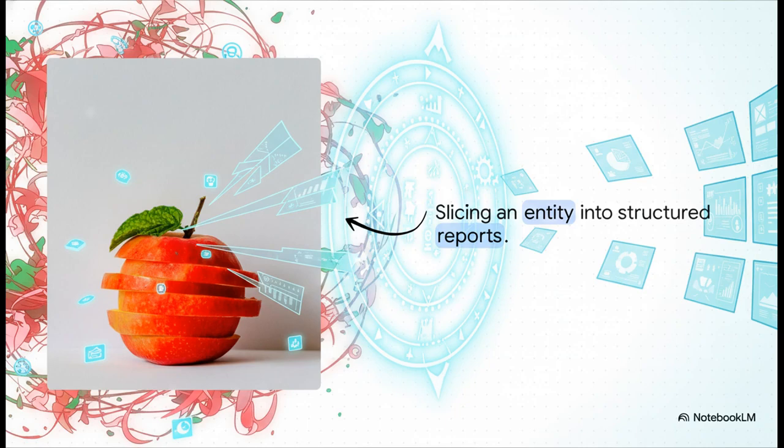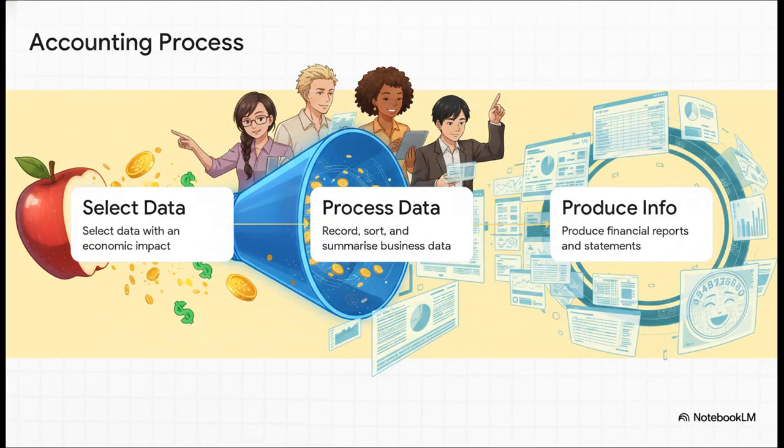Picture a business like a giant raw apple. It's complex, it's organic, and there are a million things happening all at once, right? Sales, purchases, hiring, manufacturing, it's a lot. Accounting basically takes that overwhelming whole entity and neatly slices it up into structured, digestible financial reports. Each of those slices represents a specific financial statement, giving you a clear, isolated peek right inside the company's operational health.